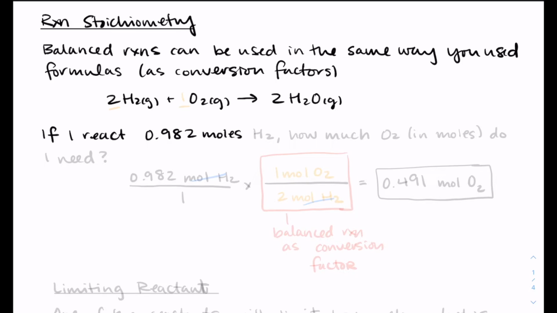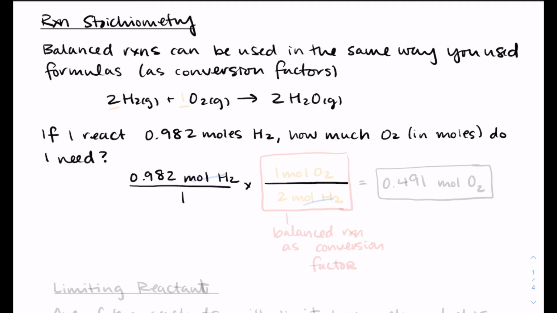We're going to look at a reaction of 2H2 plus O2 making 2H2O. Now, I'm also going to put in the implied 1 in front of the O2 just so that we don't forget about it. This is not something that you're required to do. And the question that we're going to answer is, if I react 0.982 moles of H2, how much O2 in moles do I need?